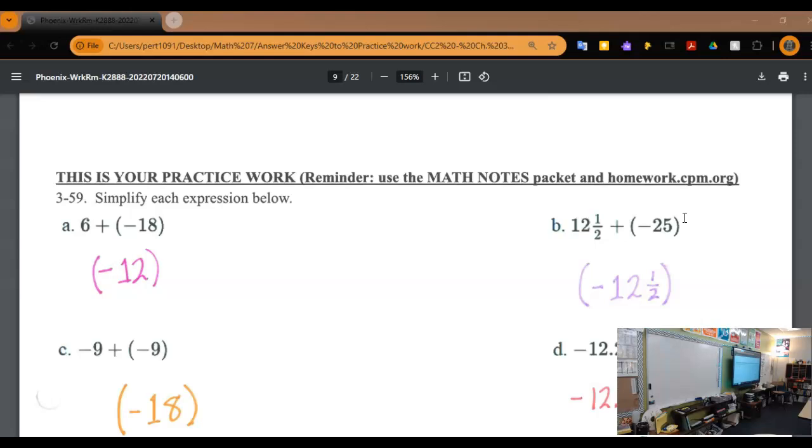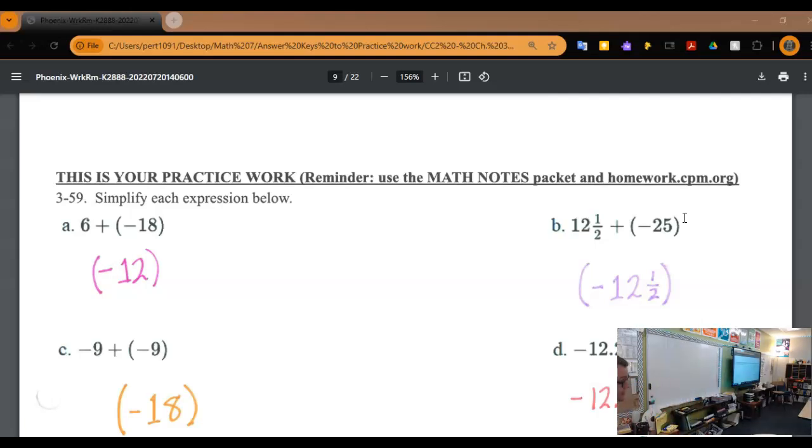I did the starting number, so I made 12 and 1 half into a mixed number. It's already mixed. Sorry, you mean improper? Improper, and it's 25 over 2. Because 12 and a half is 25 halves. It's half of 25. 12 and a half is half of 25. So if they fight, because one's positive and one's negative, the negative is going to win. How much is left over? The other half of 25, which is 12 and a half. So we end up with negative 12 and a half.